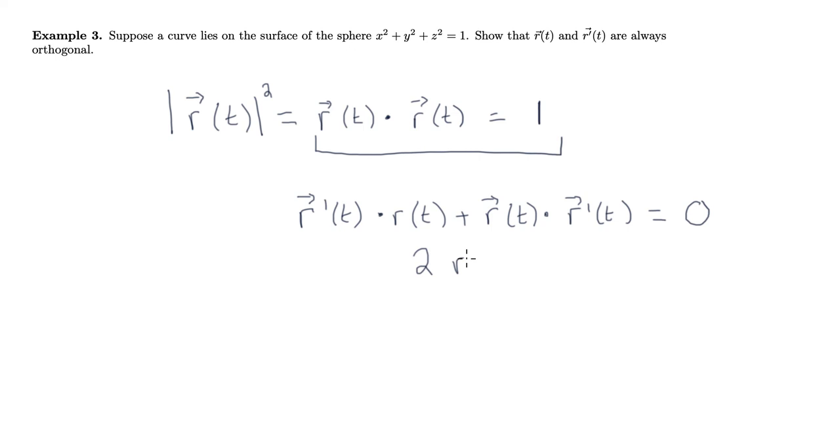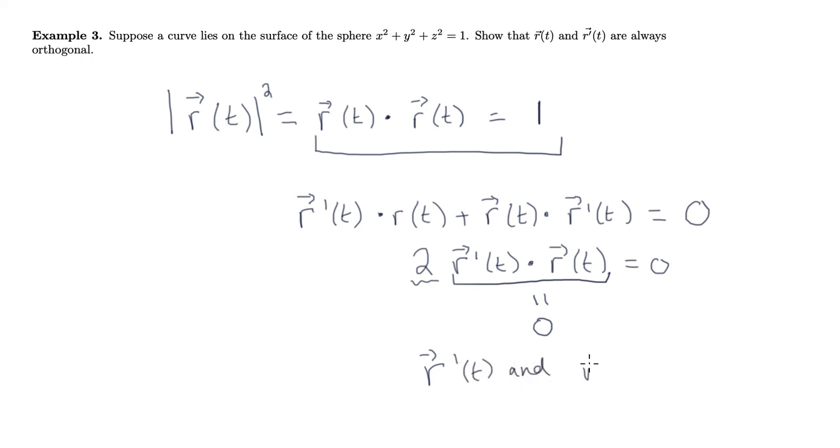2 times the dot product of r prime and r is 0, but 2 is not 0, so the only way that the left-hand side is 0 is if this is 0 right here. Well, what does that mean? That means that the dot product of two vectors is 0. It means they're orthogonal. But this is true for any t. So this tells us that r prime of t and r of t are orthogonal for all t.